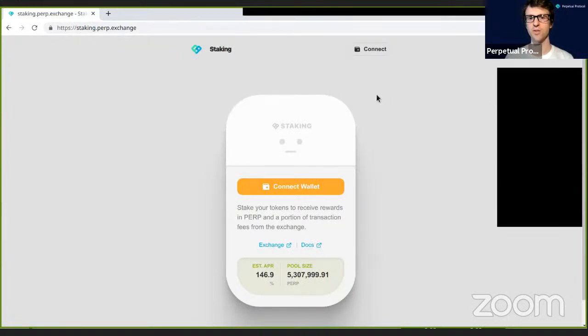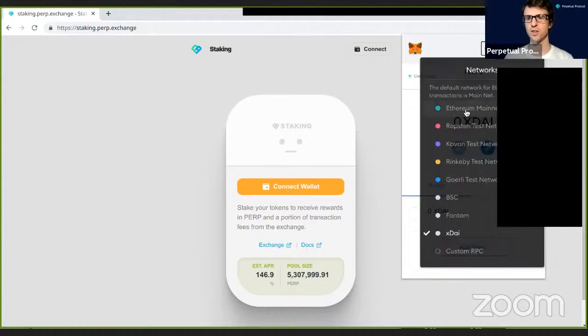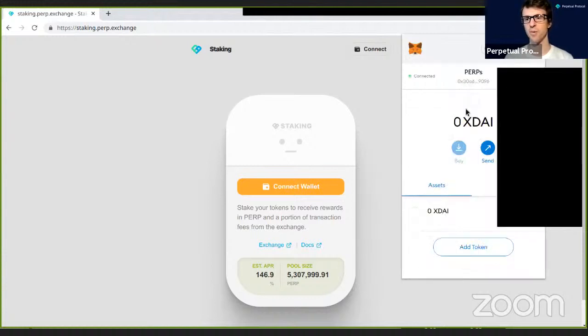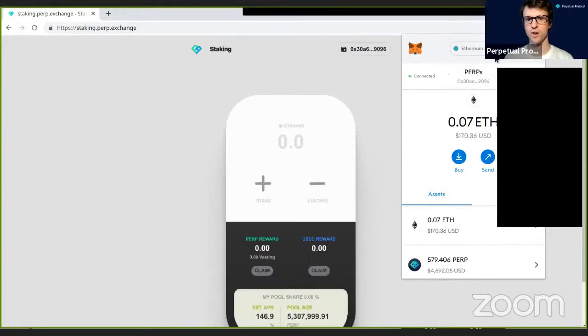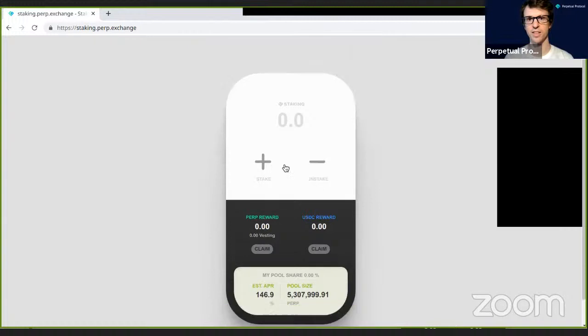Okay, so I click connect. You may notice that nothing happens. So if you're using MetaMask, just a moment. If you're using MetaMask with some different networks, you have to make sure you are connected to the Ethereum mainnet network. So I'll just switch over to Ethereum mainnet, and now you can see my wallet is connected and we're ready to stake. All right.